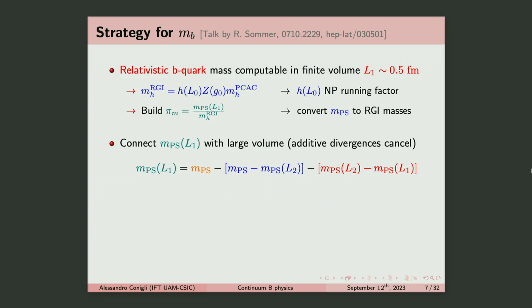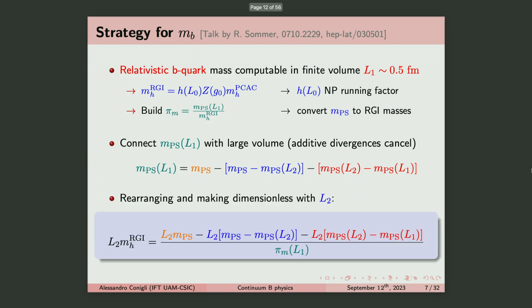So now, if we rearrange this equation and make it dimensionless with the volume L2, we end up with this master equation here, which is the one that we use to extract, through the step scaling technique, our RGI quark mass in here. And again, as you can see, all the terms cancel completely, and then in the denominator we have this factor that converts the pseudoscalar masses to the RGI masses.